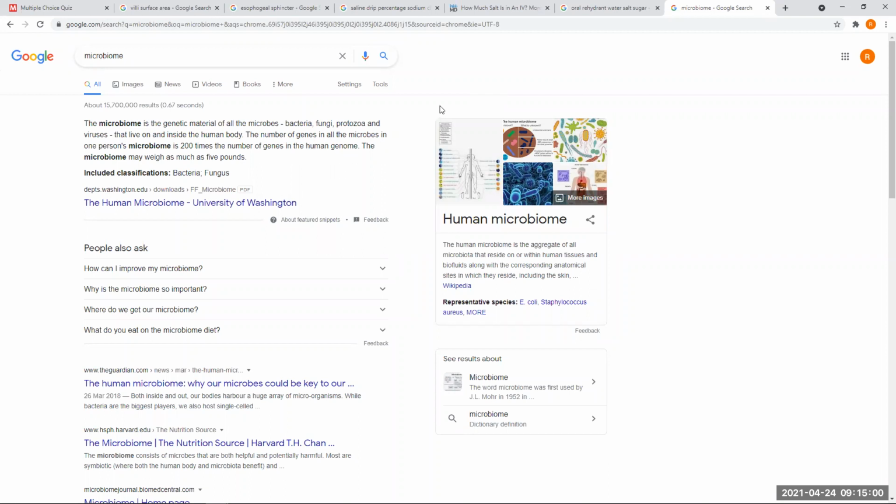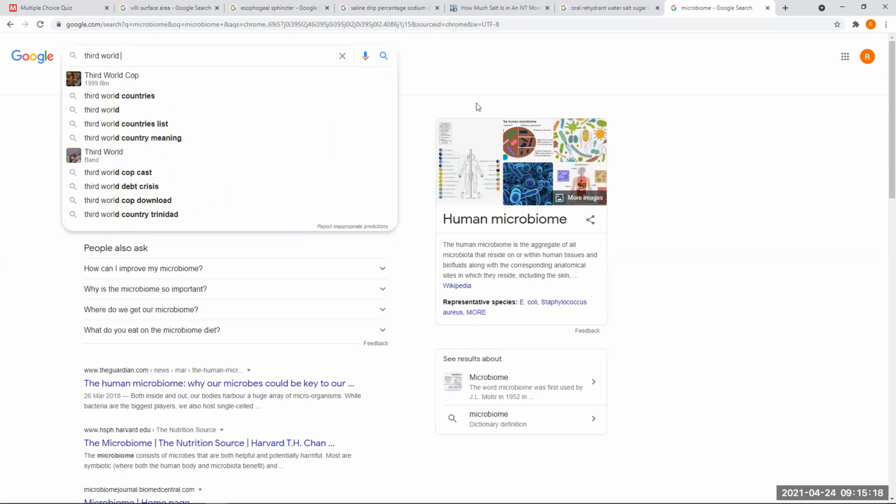Something as simple as diarrhea, what could it cause? Dehydration. And when you're dehydrated, what could that lead to? Death. It might sound dramatic, but yes. When you look at it, I don't like to use the term, but third world.